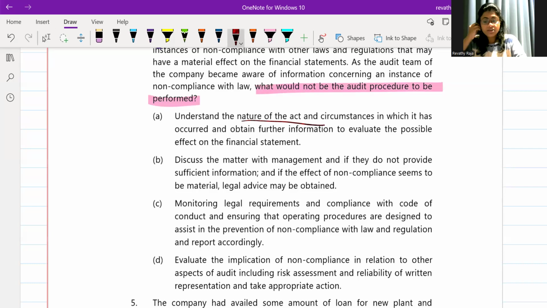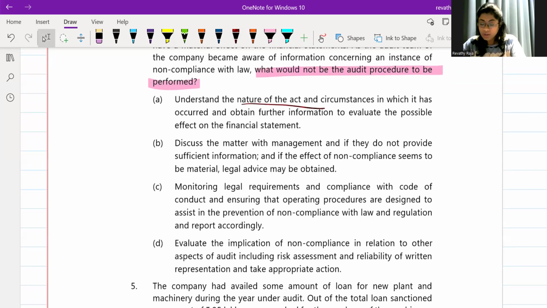Understand the nature of act, circumstances occurred, obtain further information to evaluate possible effect in financial. Discuss with the management if they do provide information of non-compliance, seek legal advice. Monitor legal requirement, compliance with the code, procedures designed, prevention of non-compliance. Evaluate implication of non-compliance in relation to other aspects of audit, risk assessment, written representation, and take appropriate action. For a change, I have not discussed each point. I will discuss once you say the answer, which is the odd one.